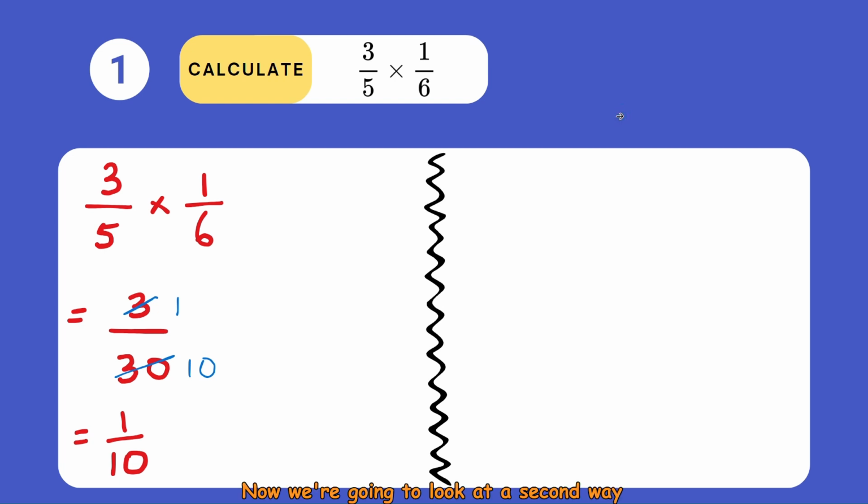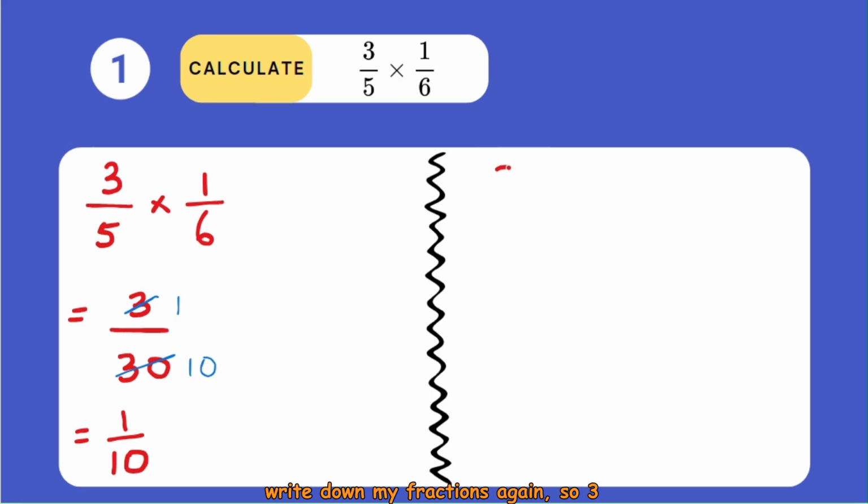Now we're going to look at a second way to solve the same question. Let me write down my fractions again. So 3 over 5 times 1 over 6. And this time what I'm going to do is cancel out a numerator and a denominator. So in the fractions 3 over 5 and 1 over 6, you can see that the numbers 3 and 6 can be divisible by a common factor, which is 3.